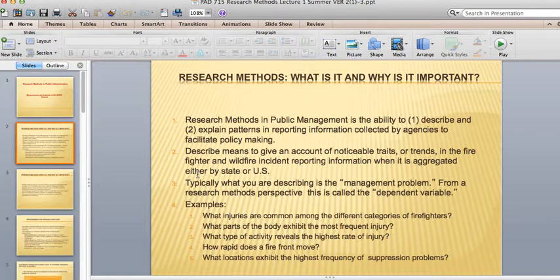So for example, item number 4, here are some examples of what I mean. When injuries are common among different categories of firefighters, that's a management problem. What parts of the body exhibit the most frequent injury? What type of activity reveals the highest rate of injury? How rapid does a fire front move? What locations exhibit the highest frequency of suppression problems?